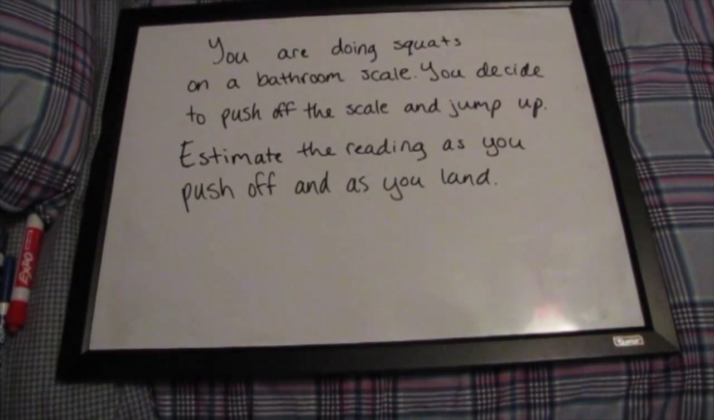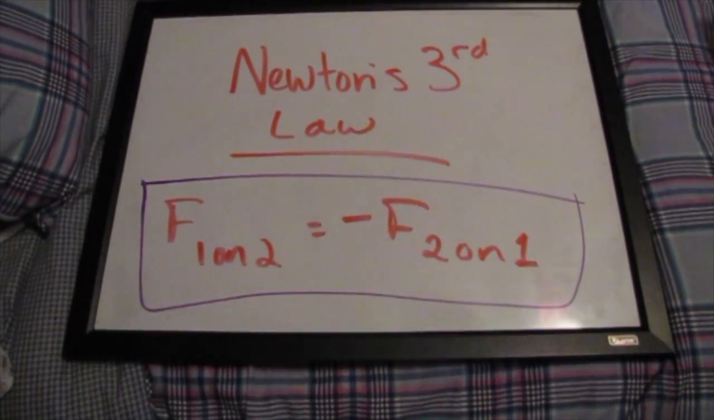Now don't let this problem scare you because there are no numbers in it. Sometimes you don't need numbers in a physics problem to give a solution. There might only be an explanation with words. Don't let that intimidate you. This is Newton's third law. Force 1 on 2 equals negative force 2 on 1.